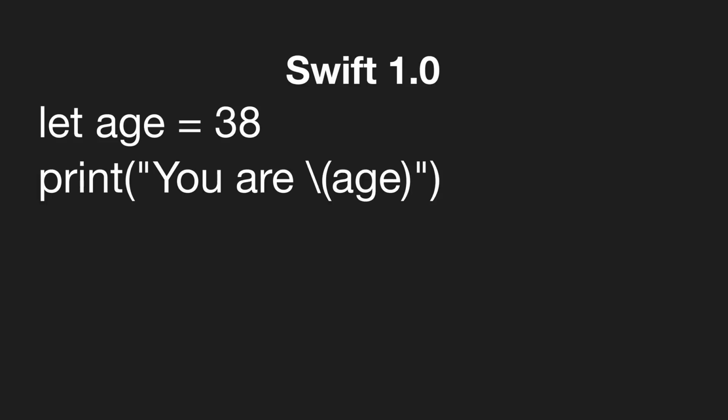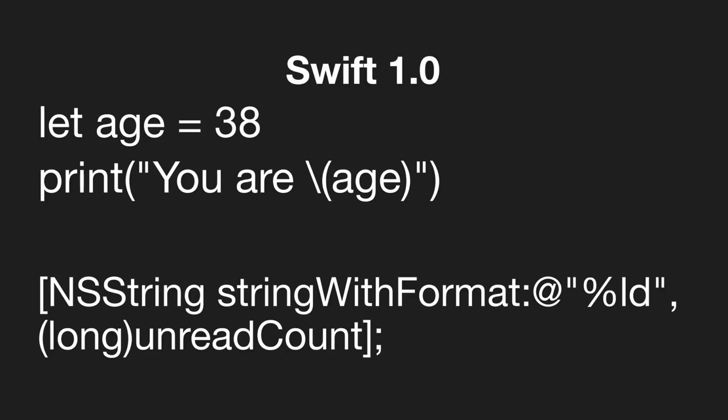Now you should know that string interpolation has been in Swift since the very earliest days. We can say let age equals 38, print "you are \(age)", to use string interpolation to say you are 38. But that was a huge quality of life improvement at the time, because before that we were writing code like this: NSString with format, @"%ld", long, unreadCount. Much longer piece of code with the same sorts of functionality.